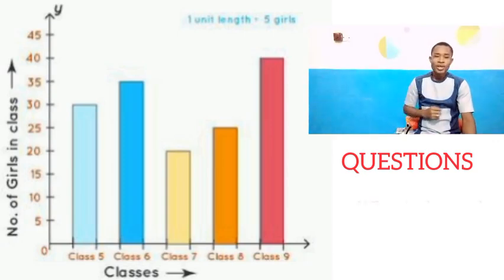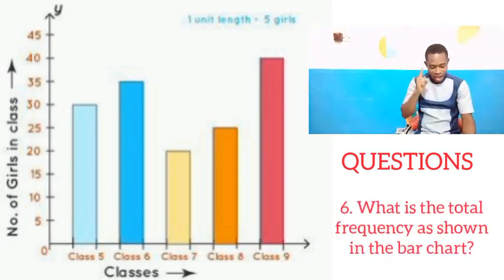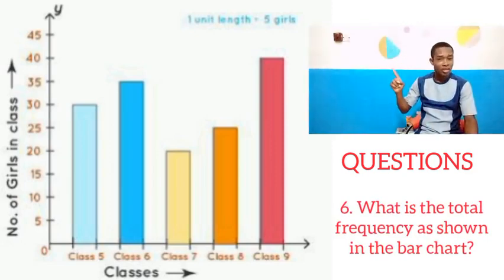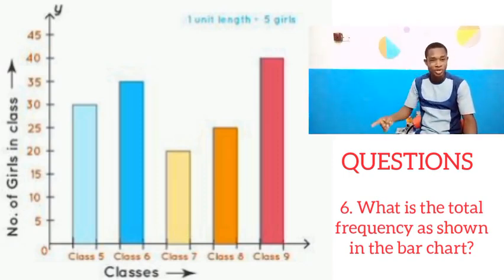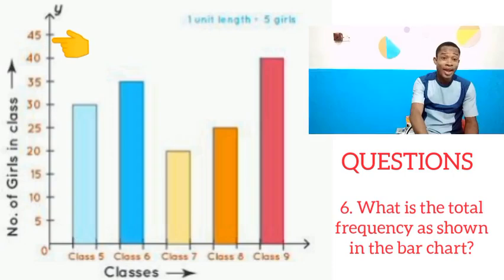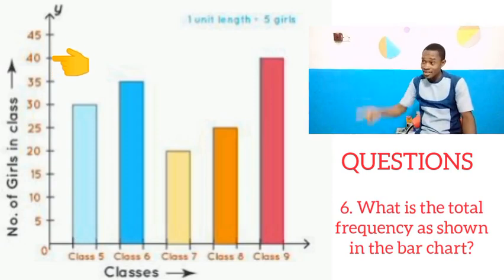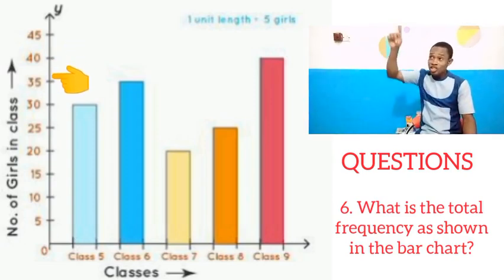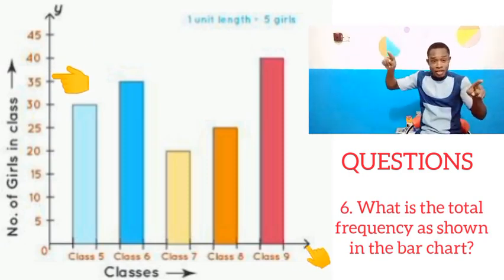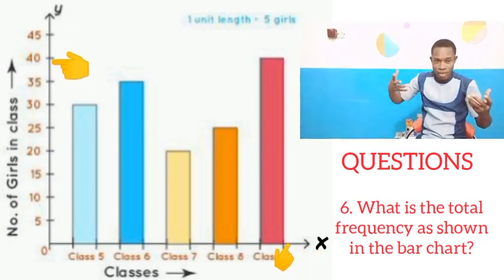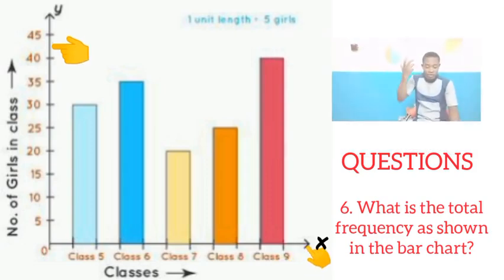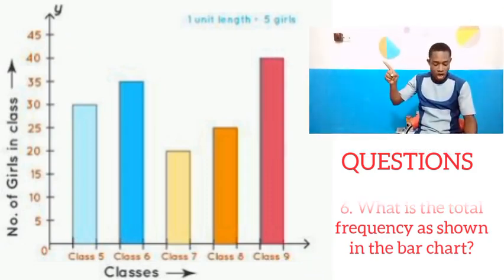Question 6, what is the total frequency as shown in the bar chart? Remember I told you that frequency is the numbers shown on the vertical line. Are you getting me? We call it the vertical axis or y-axis. If you look at this bar chart very well, you will see on that vertical line that standing on top of it is written y. We call it the y-axis. Then the horizontal one is called the x-axis.